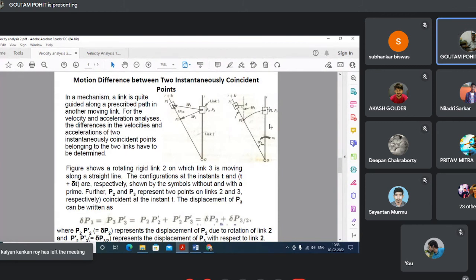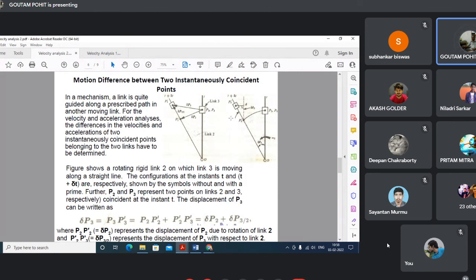This link has a linear velocity along this direction, always in this direction. Now, with that rotation of delta theta 2, it has come here. Its linear velocity is always in this direction. So naturally, it should come in at this point. Okay, but what we are finding is it is coming in at this point.